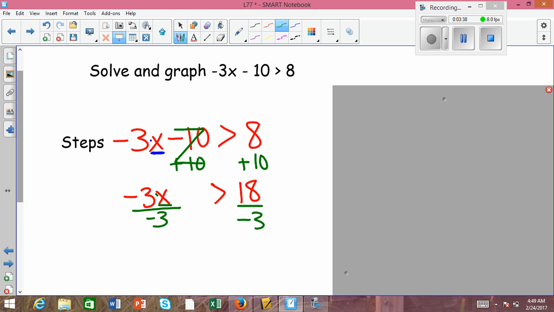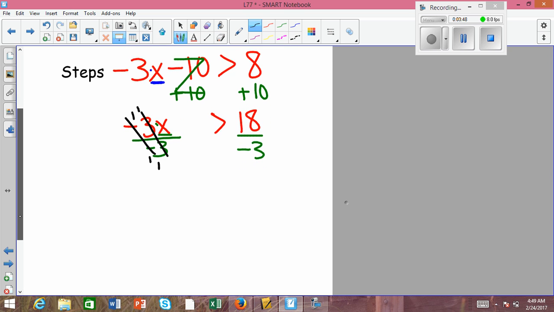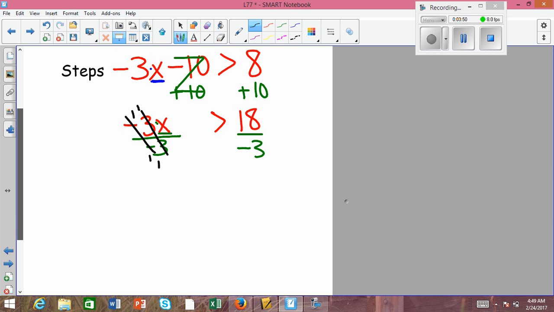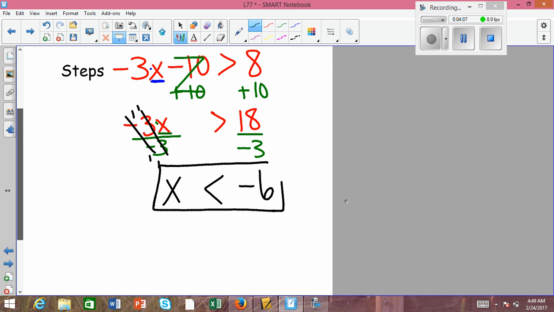Okay, so we did that. Our 3's are going to cancel out. On the left side, they turn into 1's. Our negatives cancel out, turn into 1's. Okay, and what's that you say? We divided by a negative? Flip your sign. Okay, so now we flipped our sign to make sure we didn't forget. X is the only thing left on the left side. 18 divided by a negative 3 is negative 6. Box your answer.